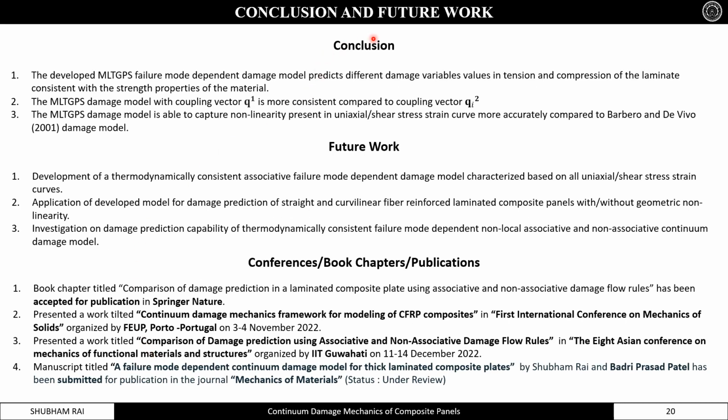So these are the conclusions and the future works. In future we are going to develop a thermodynamically consistent damage model as an extension to the developed damage model, and also we are going to apply the developed model for damage prediction of straight and curvilinear fiber reinforced laminated composite panels, and we are going to investigate the damage prediction capability of the developed thermodynamically consistent damage model for its associative and non-associative and local and non-local natures.